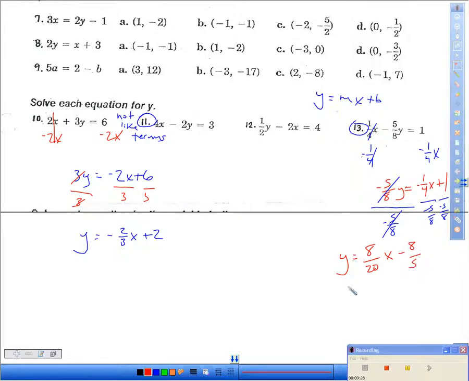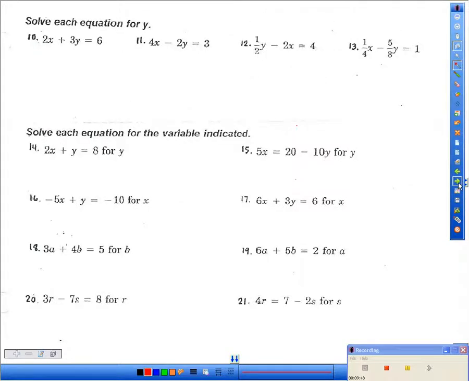Well, we can simplify part of this. The 8 over 20 can simplify to 2/5, so 2/5 x minus 8/5. At that point, we have y by itself. All of the terms on the right-hand side are in simplest form, so we know that we've solved that equation correctly for y.